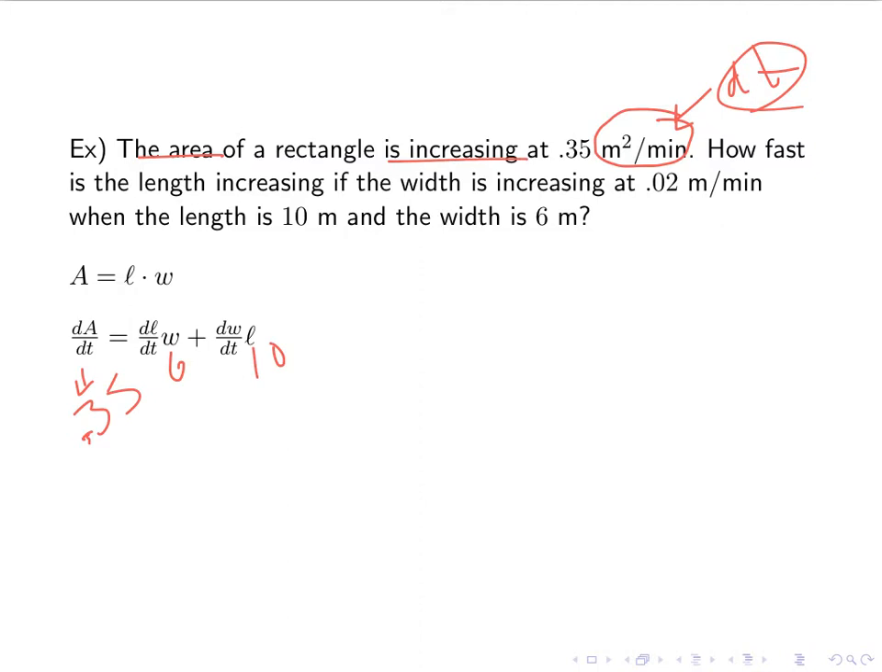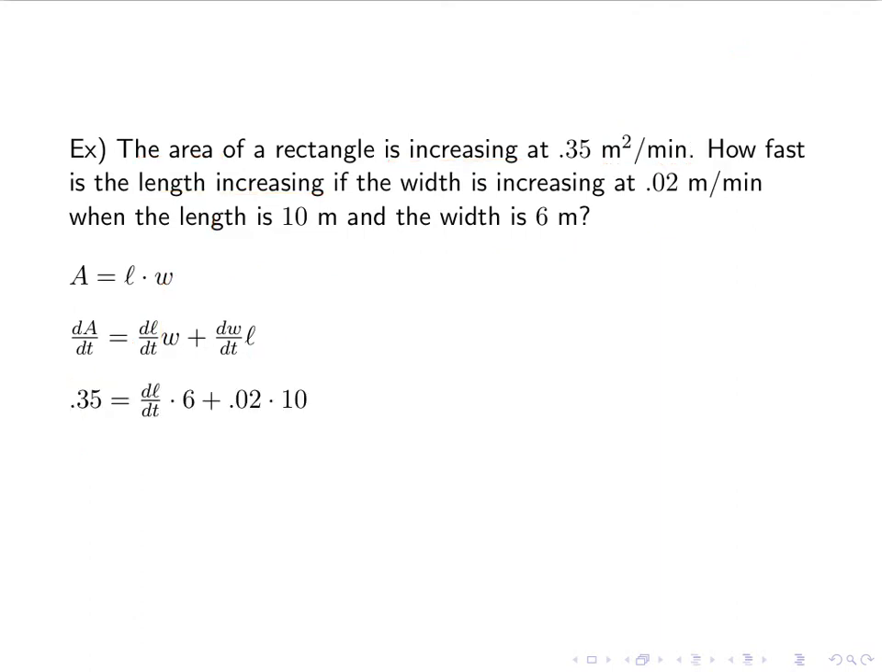How fast is the length increasing? That is what I'm looking for. dL/dt, how fast the length is changing. I know that the width is increasing at 0.02 meters per second. So dW/dt, the rate of change of the width, is 0.02. Okay, so I know everything except for dL/dt, which is what I'm looking for. So I'm going to plug those in.